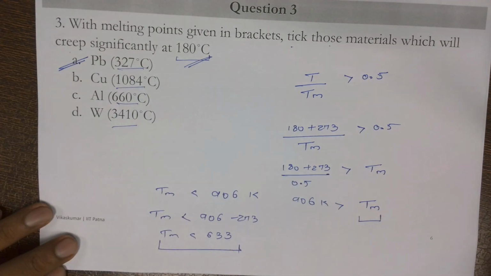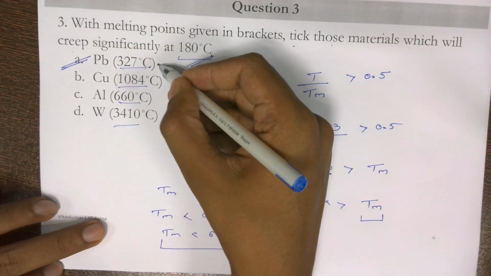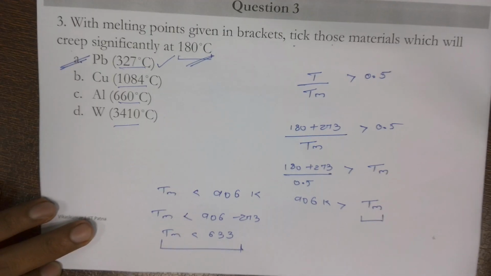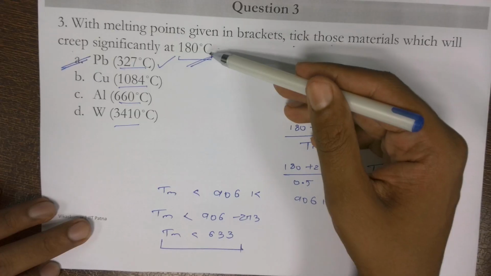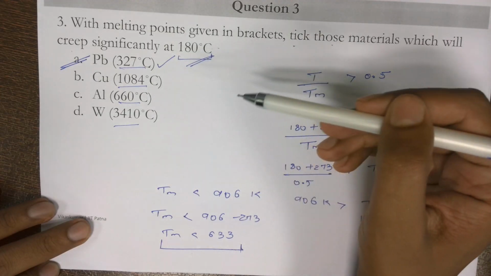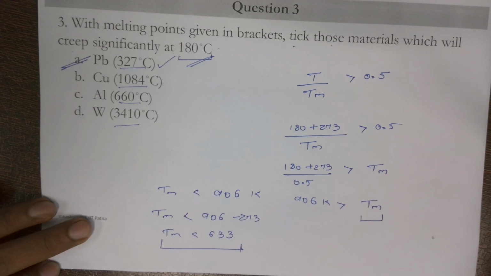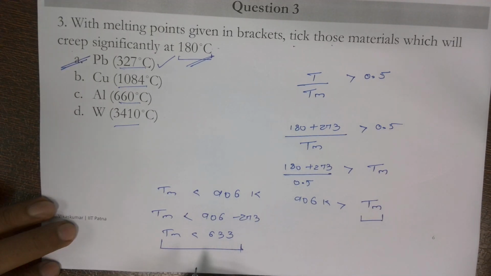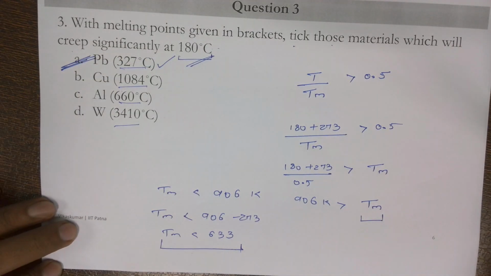I changed the value maybe. Okay, so only the lead will undergo the creep. I was supposed to make this temperature a little bit more so that we can incorporate aluminum also, but I think I messed up with the options while making the question. So only the lead is the one which can undergo the creep.